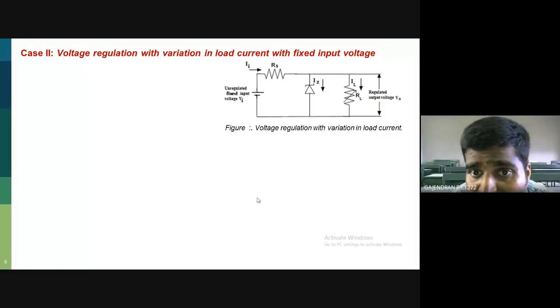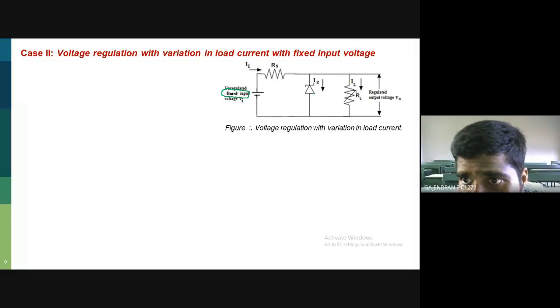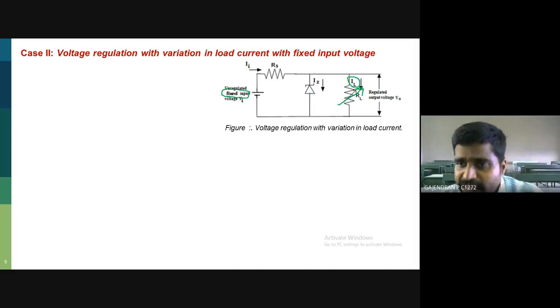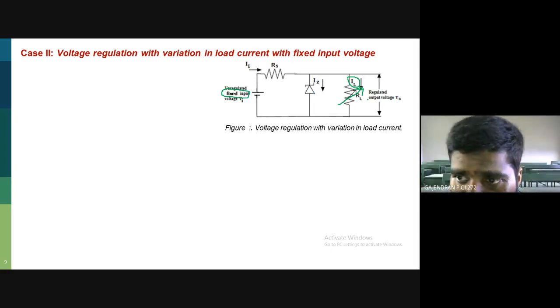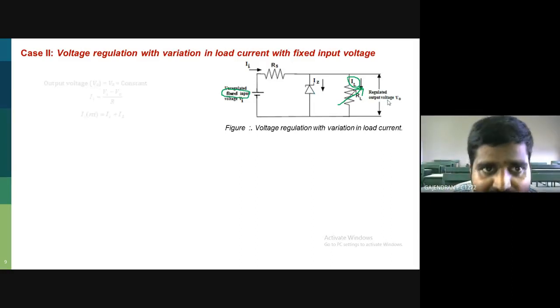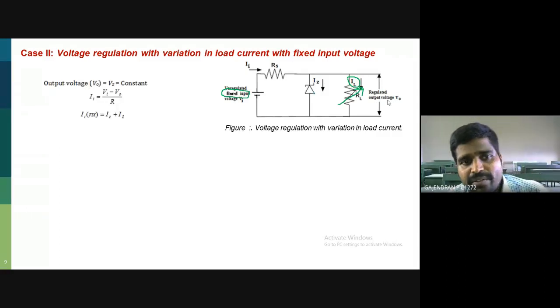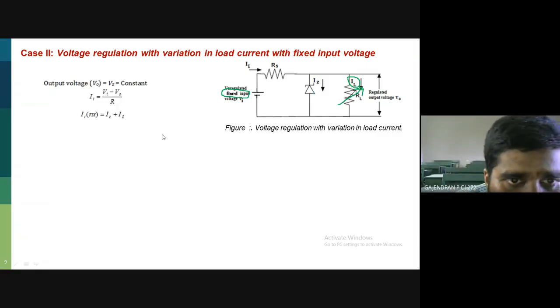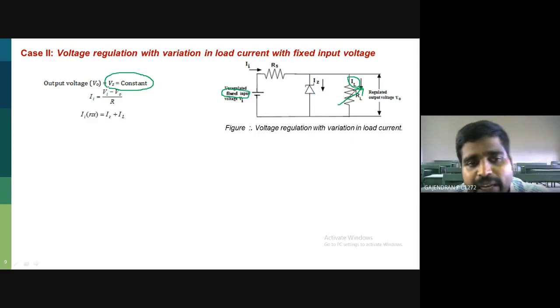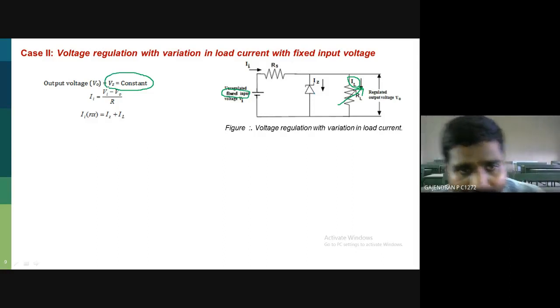Let me see how we are going to get the regulation in this same concept. So here we are going to fix the input voltage and we are going to change the load. When the load varies, the current going through it will vary. When this current varies, I should still get constant output voltage. How we are going to achieve it, we will see. So we are going to take a few things as constant. The first one is my output voltage. I need to keep it constant.